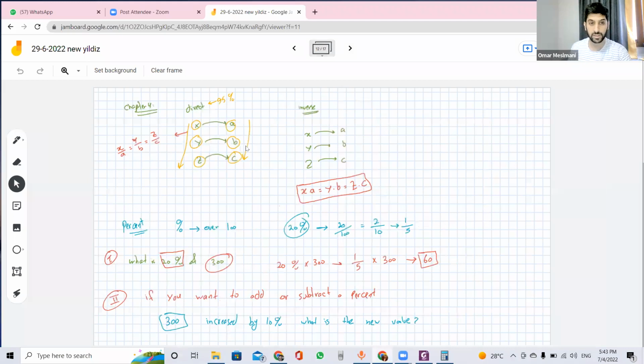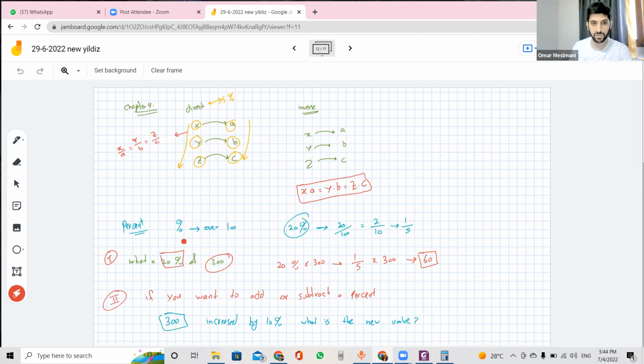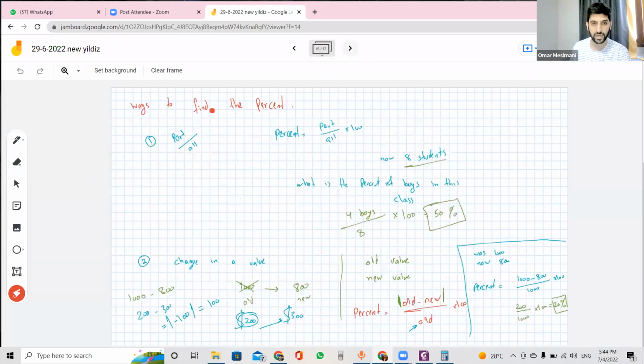Then we started chapter 4. Actually, we already started with chapter 4. I gave you some new information, new ideas. And the last idea we talked about was percents, how you change percents and how you calculate percents. Then he's going to ask you, for example, find the percent. What is the percent of? And I told you we have 3 ways to calculate the percent.